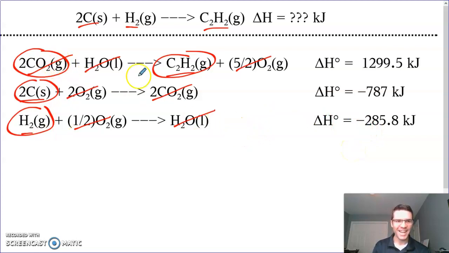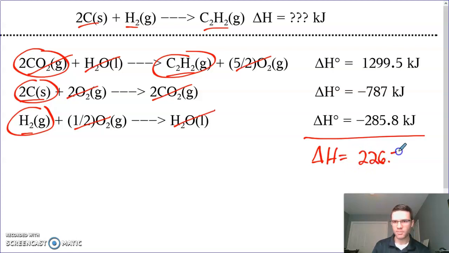So these add up to our equation that we want above. And these values, if you add them up, will give you your delta H for your reaction that we care about. And these come out to 226.7 kilojoules per mole. And that's what we'd report for our answer right up here. And that's how you do Hess's law.